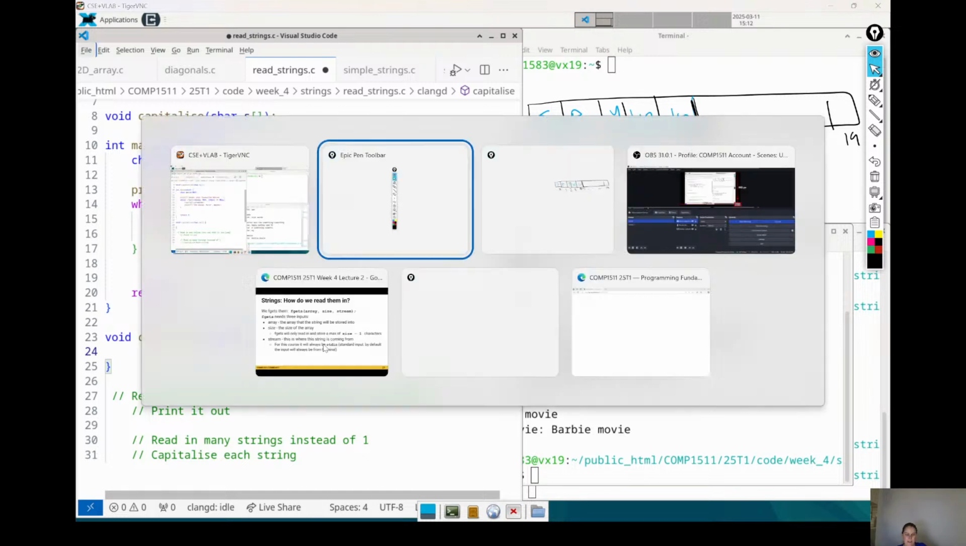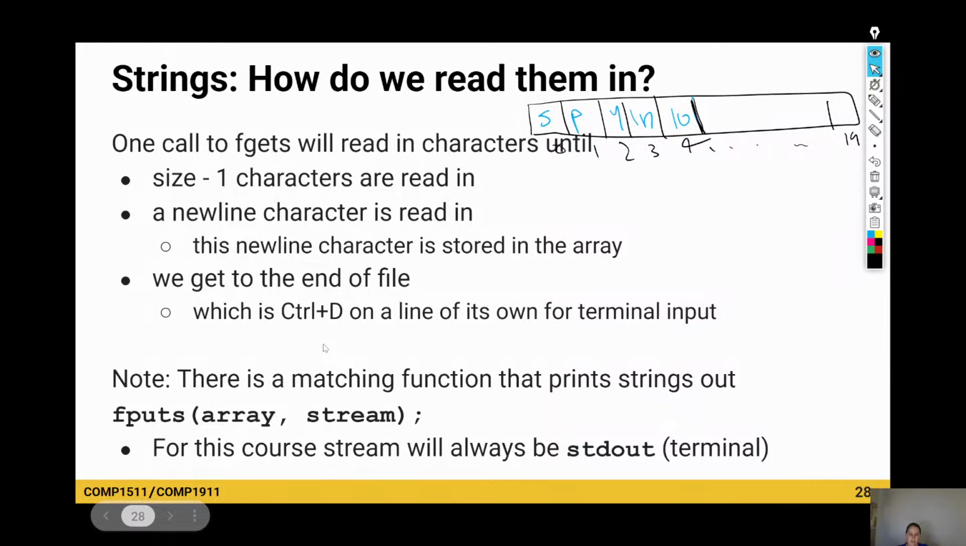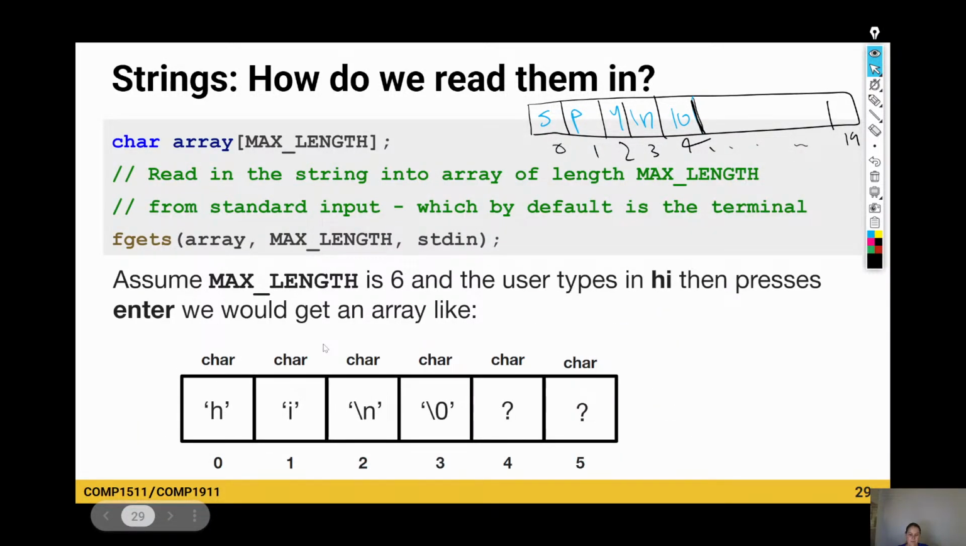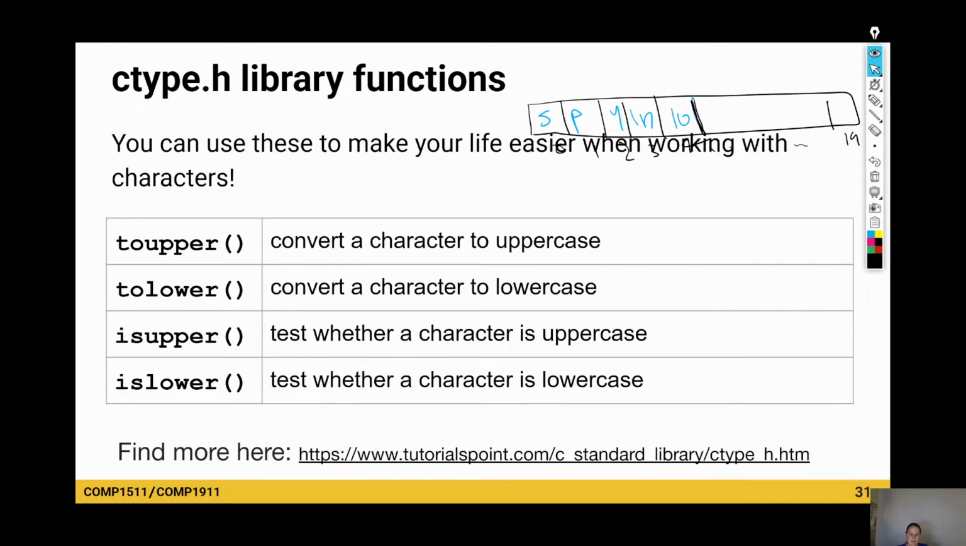Why are we doing this? Well, I want to now also introduce some of these ctype.h library functions. And I also want to show you that you might read in a string with fgets, do something with it, and then overwrite it again.